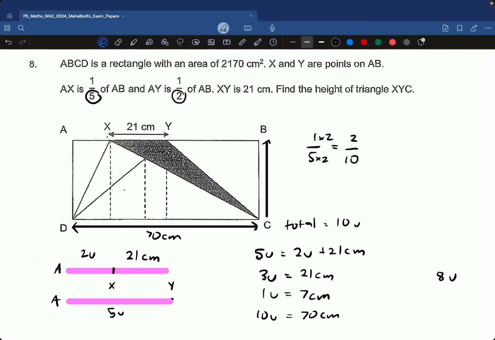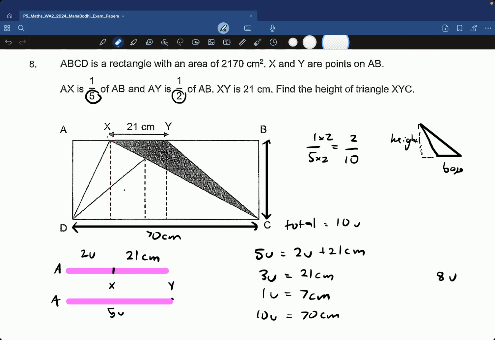Okay, and just to point out as well, they are looking for the height of triangle XYC, this shaded one. So if you remember, for a triangle like this, the height is the dotted line, and then we know the base. So the height is always the dotted line. Since we know XY is in a way a base, the dotted line is here.